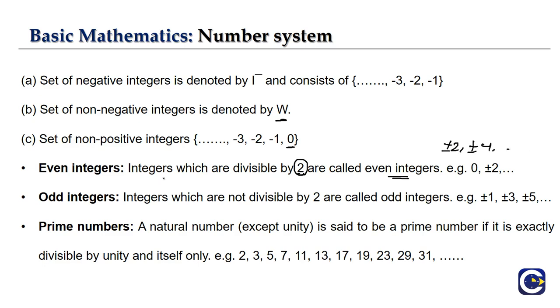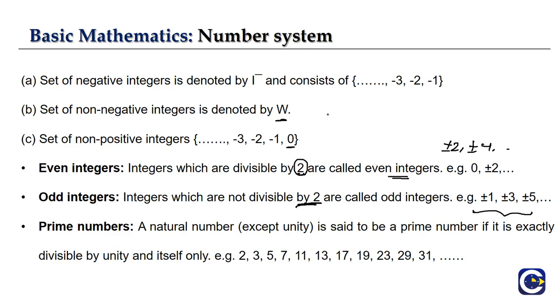Similarly, odd integers will be the numbers which are not divisible by 2, right? Or else we can say integers which are not divisible by 2 are called odd integers. We can take examples here: plus or minus 1, plus or minus 3, plus or minus 5, 7 and so on. So these are our basic classifications: natural numbers, whole numbers, integers, even integers and odd integers.